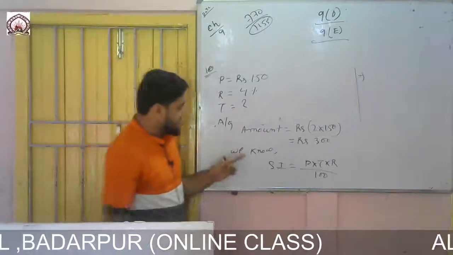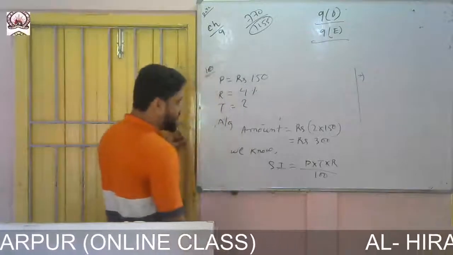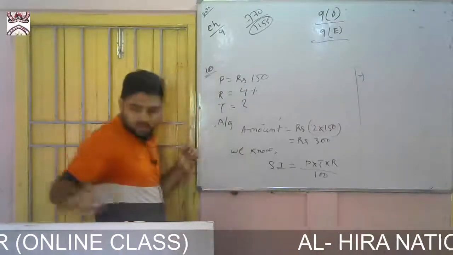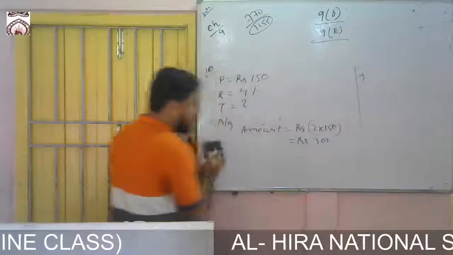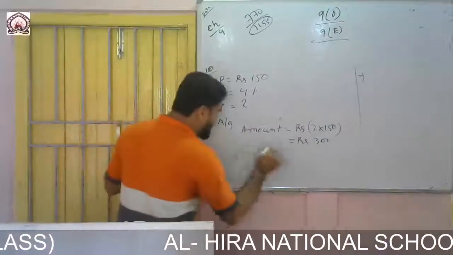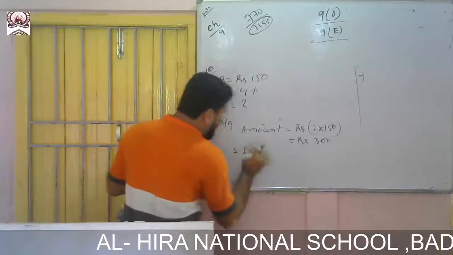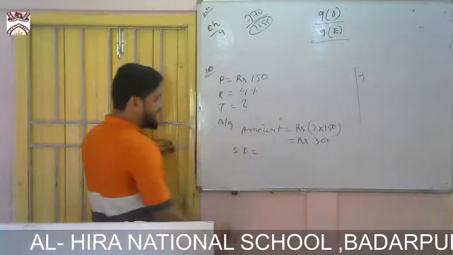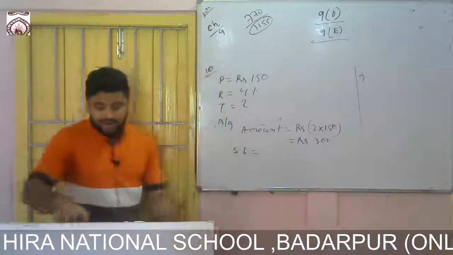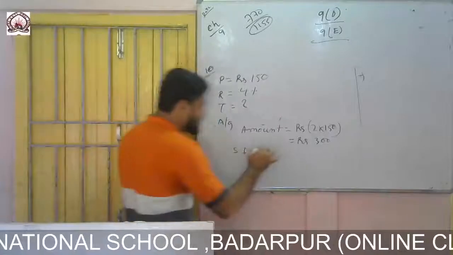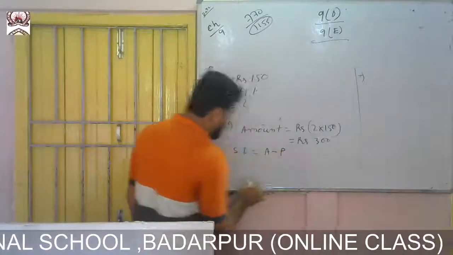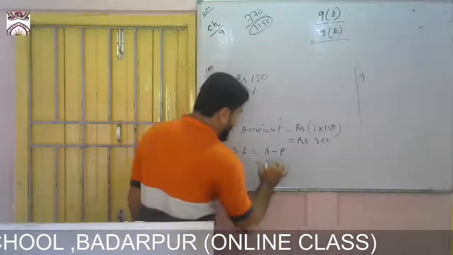So what we need to find before that is SI. Write one line here. We need to find SI first. We know the formula: whenever the amount is given, we can find SI. We said earlier one formula: SI equals amount minus principal. So we can find it from there.